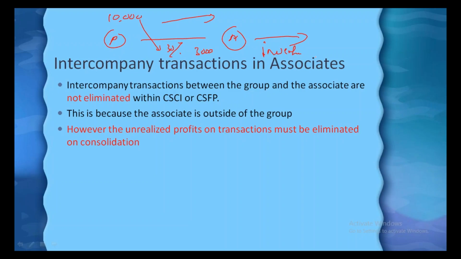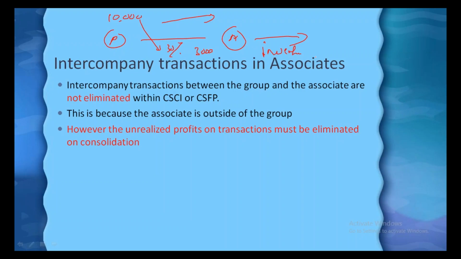Is it just under consolidation, or is this even on their own accounts that they have to do it? No. Only on the consolidation. As far as P is concerned, in P's own accounts, it is pure profit for him. Okay, no problem, don't worry about that one. But the moment you merge the two sets, you can't take that intercompany profit. Okay, that's what happens.